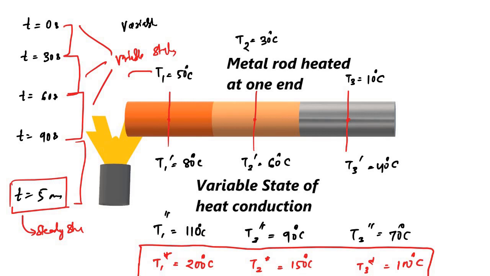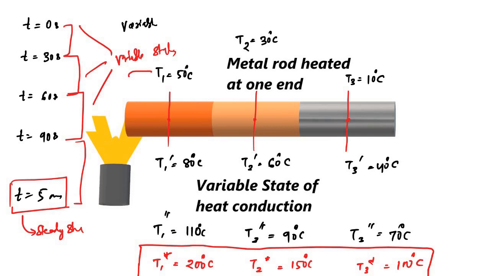And this is not actual data. I'm just giving you an example, and these numbers are not real, so don't get confused with that. So this is the concept of the transition from variable state to steady state.